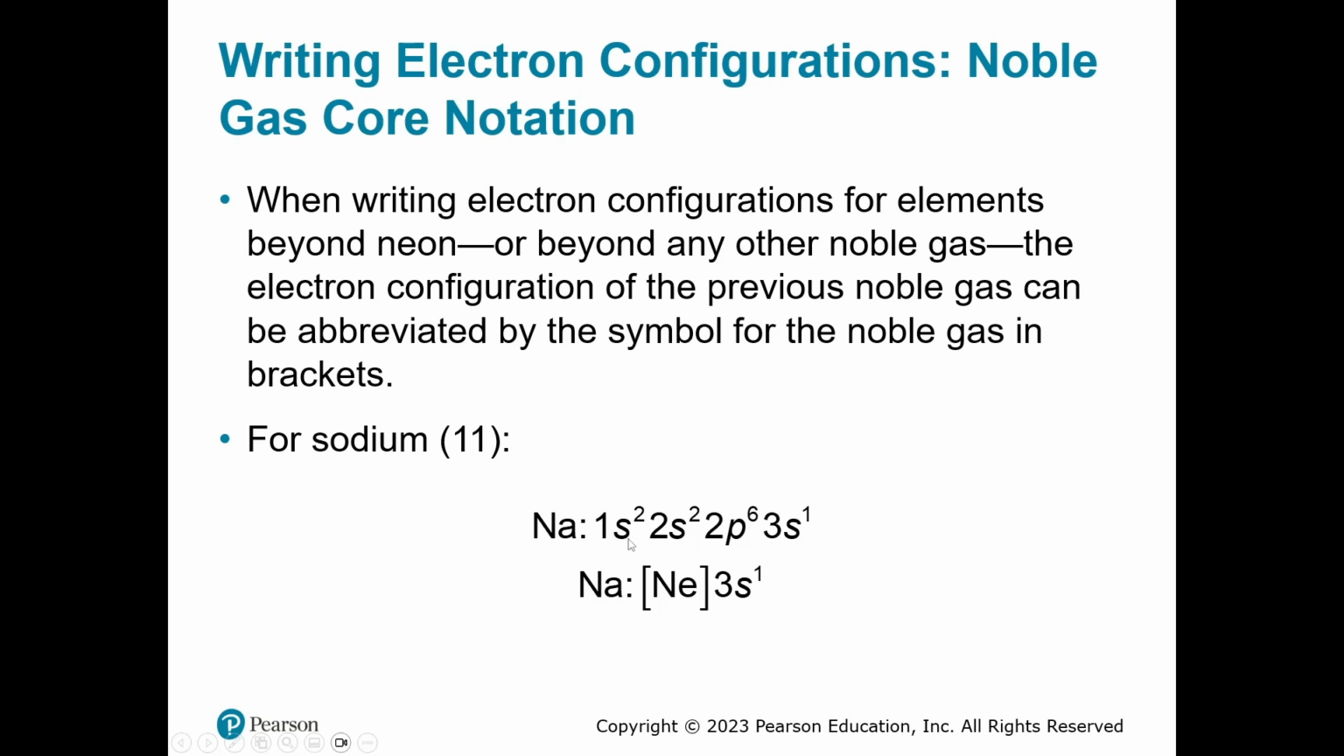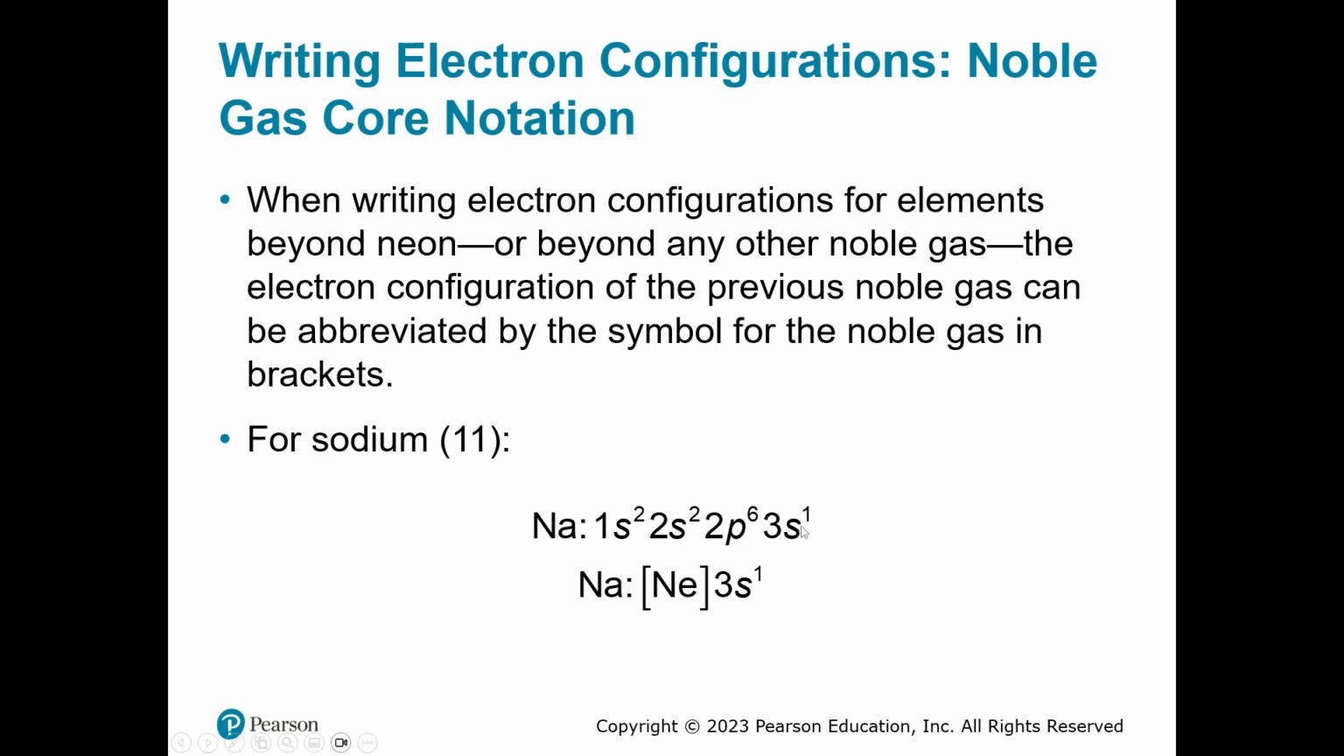Instead of doing 1s2, 2s2, 2p6, we can just put brackets around neon, because everything in the third row of the periodic table is going to have the core electrons that neon has in its octet. So why not just abbreviate it? And if you don't remember that you can abbreviate these with the noble gas notation, that's totally fine.